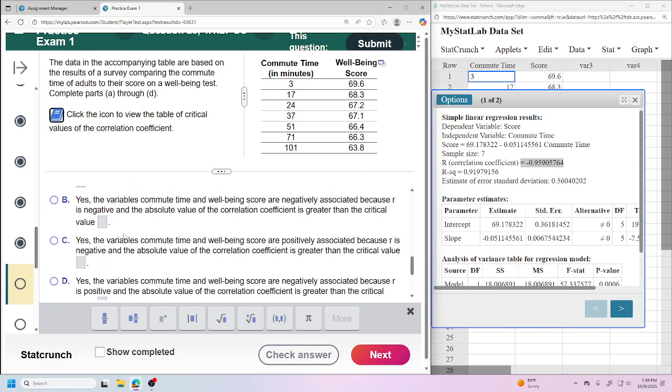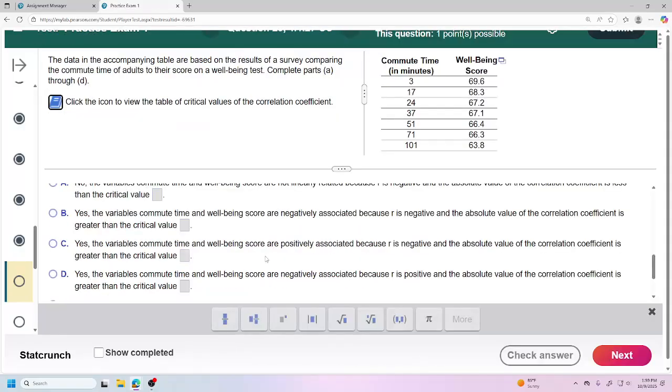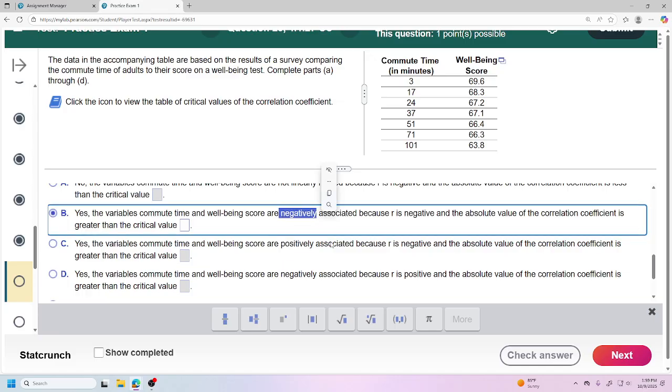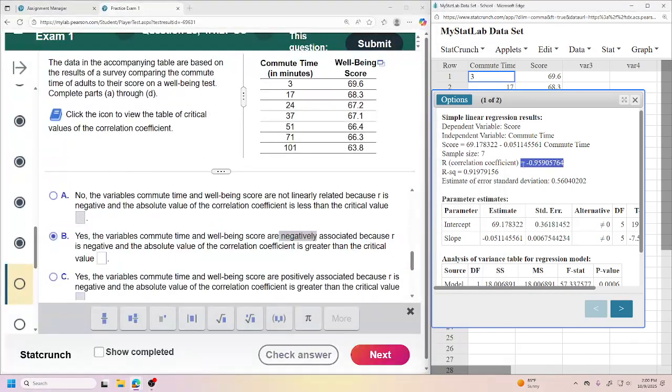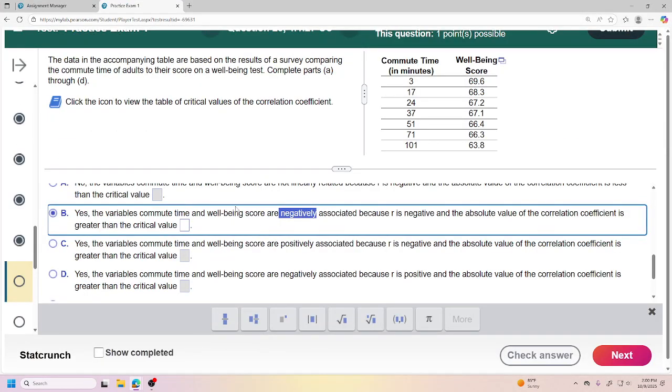Okay. So is there something? I would say yes. And this is, oh man, there's a lot of words. Okay, let's try to figure out which one. The commute time and well score are positively associated because no, it's negatively, right? Isn't it? Didn't I get a negative number? It's negative. So I'm looking for a negative. So commute time in this is negatively associated because the negative and the absolute value is greater than the critical value. Oh man. Okay. So let me find out.